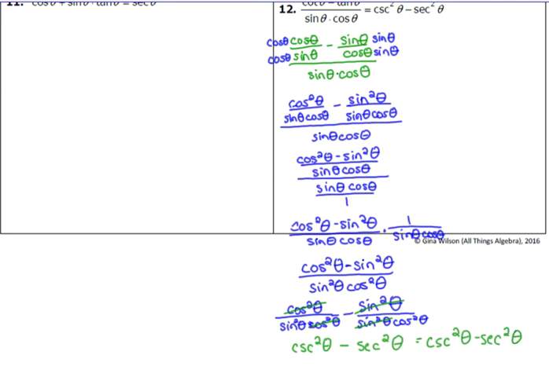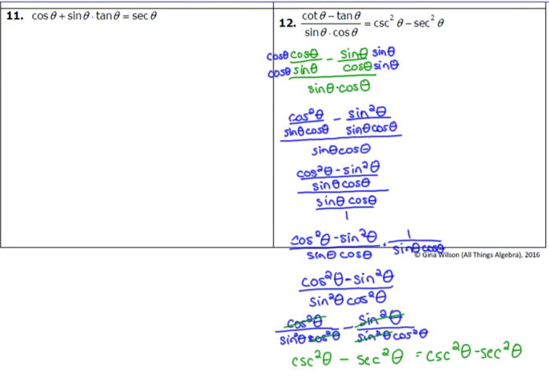So some of these trig identities take like 2 steps. Some of them require a few more. Sometimes you can tell from the beginning, sometimes you can't.